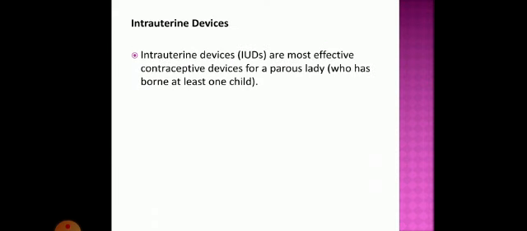Now the next division, if you recollect the first slide: we had the barrier methods, which have 2 subdivisions, the physical method and the chemical method. The second division was the intrauterine devices. If you look at the intrauterine devices, which we commonly abbreviate as IUDs, they are the most effective contraceptive devices for a parous lady. I hope you know what a parous lady means: one who has borne at least one child.